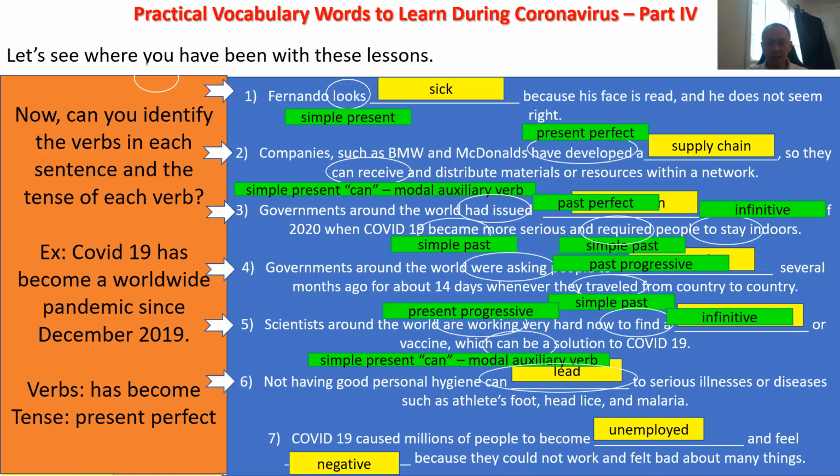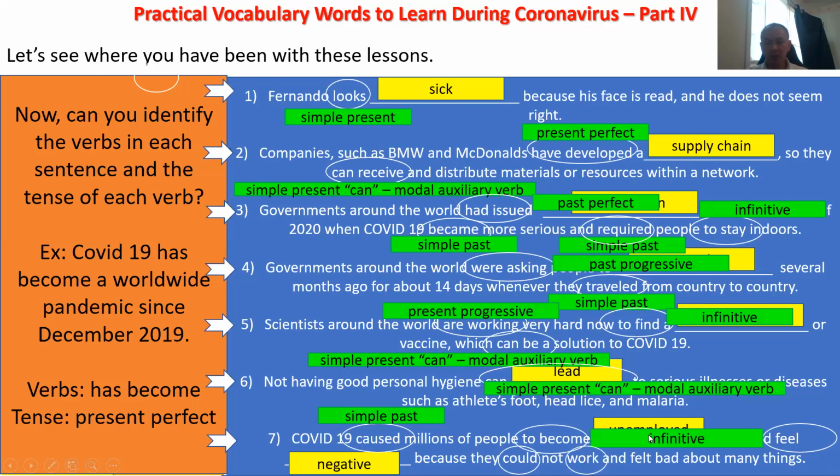Number 6, can lead. Simple present, can is a modal auxiliary verb. The main verb is lead. And number 7, cost is the simple past. To become, verb infinitive. Now remember, unemployed is not a verb, it's an adjective, it's a past participle.